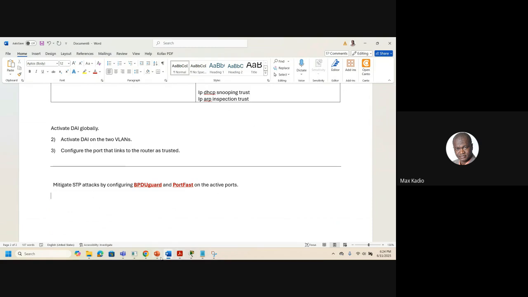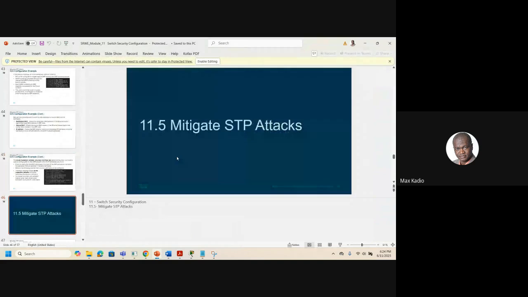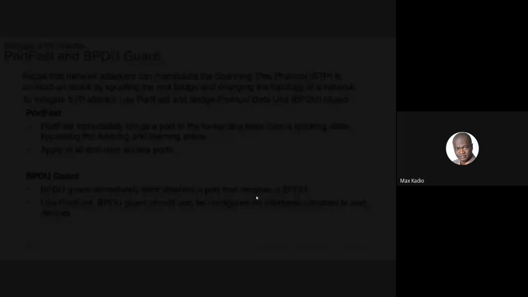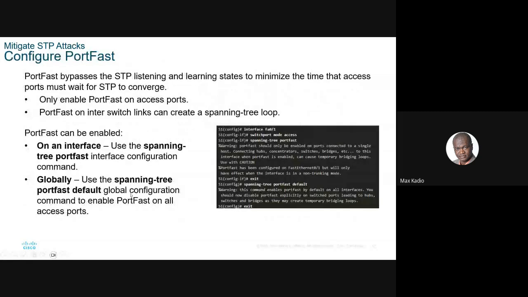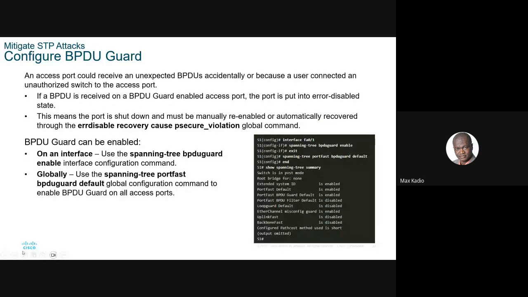So you come back again. Everything's here. Then we copy the same thing. Interface FA0/1. You do the same thing. Yeah, I'm tired now. And also this BPDU.